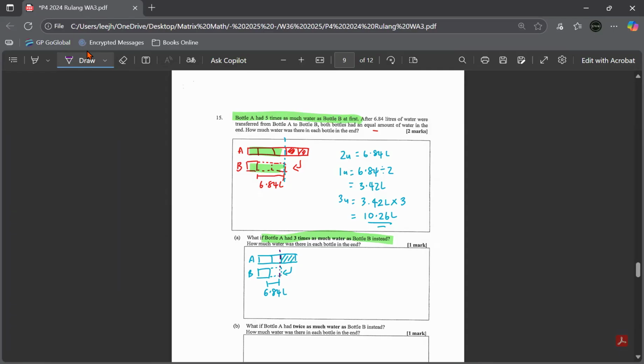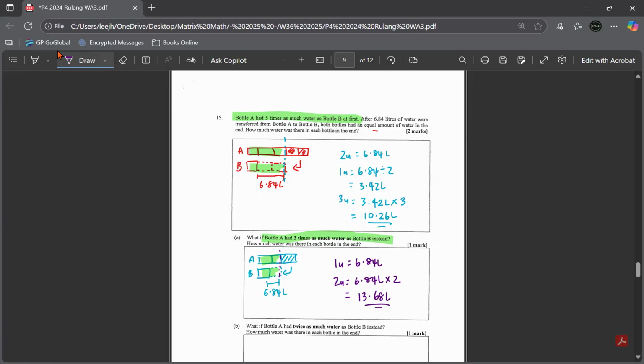So you know that over here for A, 1 unit will be 6.84 liter. I want to find how much water in the end. In the end, each of them only got 2 units. Right? It's another different scenario already. So you look for 2 units, 6.84 liter. Sorry, not divide, it's times 2, equals 13.68 liter. Okay, yeah.